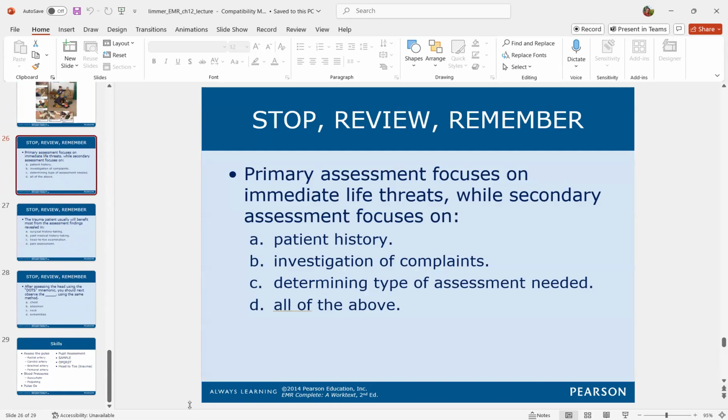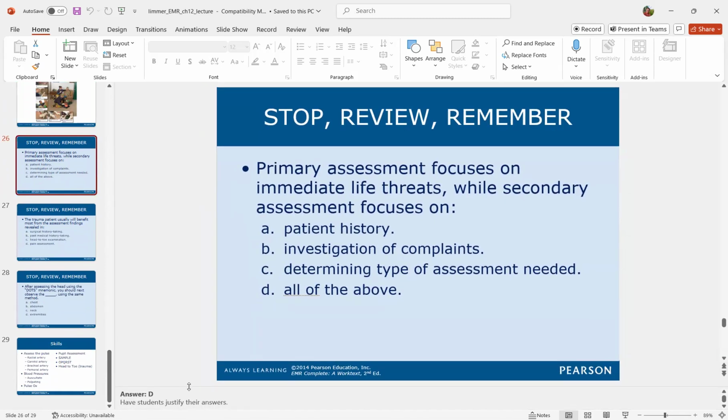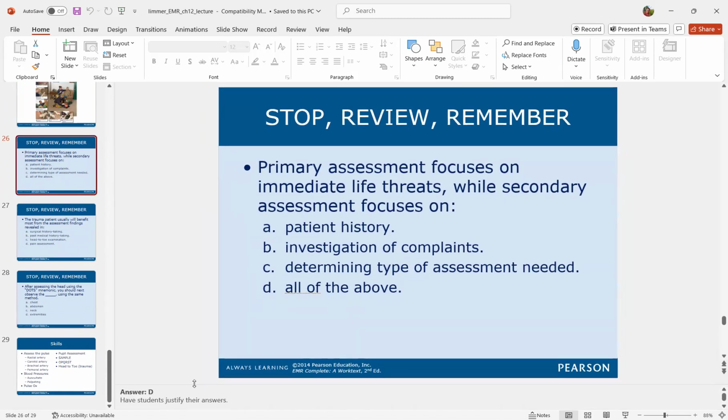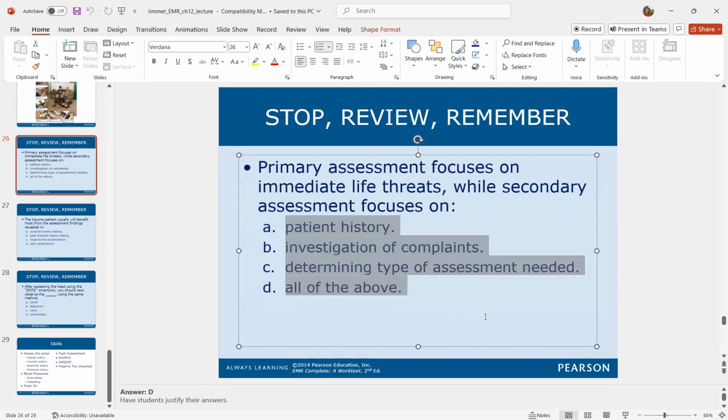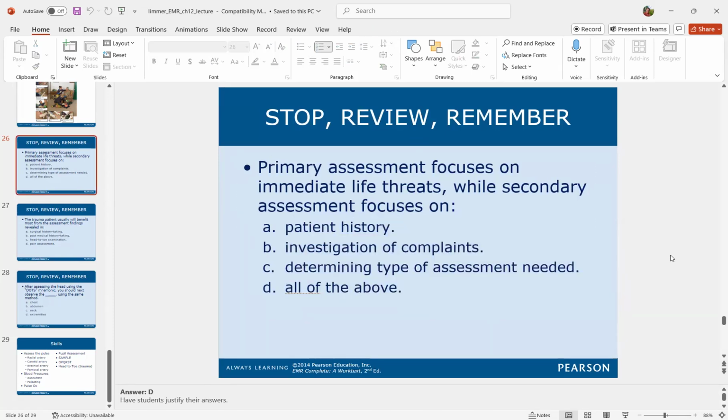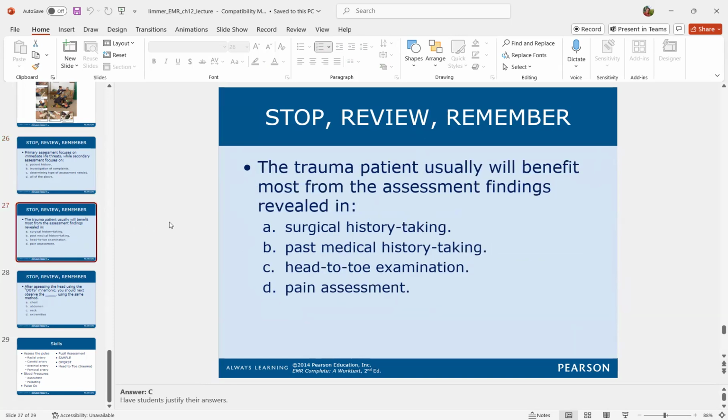So primary assessment, I'll bring this up so you guys can see this. Primary assessment focuses on immediate life threats, while secondary assessment focuses on everything else. Our history, complaints, how we're going to do our assessment, asking questions, doing our head to toe, all of that fun stuff is secondary. The trauma patient usually will benefit most from the assessment findings revealed in our head to toe exam. So secondary assessment for medical is lots of questions, trying to figure out what's going on. And secondary assessment for trauma is a head-to-toe exam.